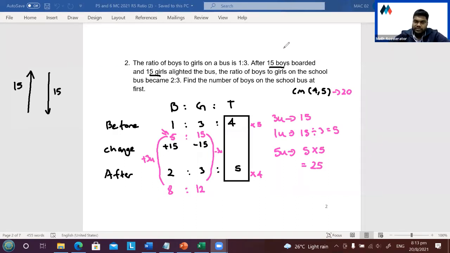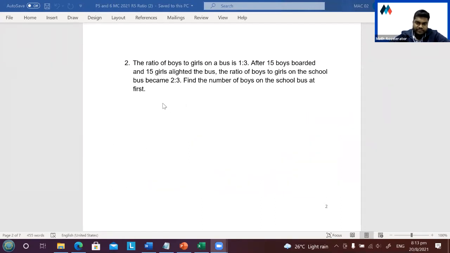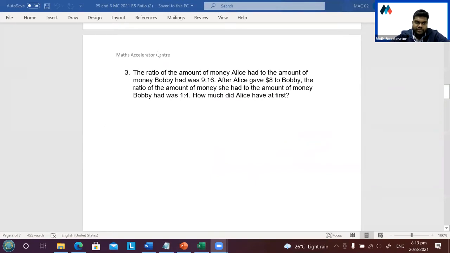All right, now let's move on to the next question. The ratio of the amount of money Alice had to the amount of money Bobby had was 9 is to 16. After Alice gave $8 to Bobby, the ratio of the amount of money she had to the amount of money Bobby had was 1 is to 4. How much money did Alice have at first?